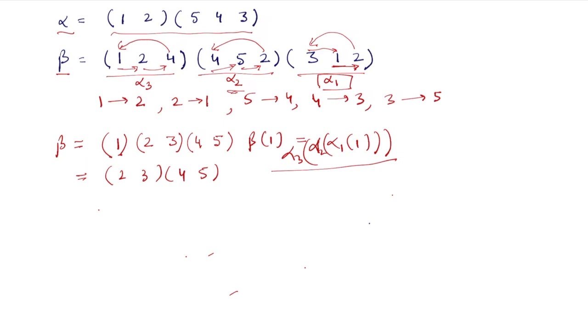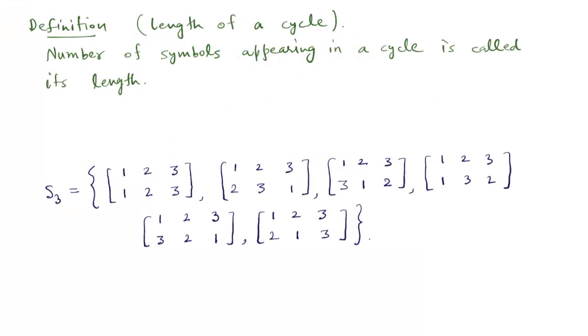So we have written beta as a product of disjoint cycles, but this is not a coincidence. Our next theorem tells us that every permutation can be written as a product of disjoint cycles. Before proving the theorem, let us define the length of a cycle. The length of a cycle is simply the number of symbols appearing in it. For example, (1 2 3) is a cycle of length 3, and (4 3 1 2) is a cycle of length 4.